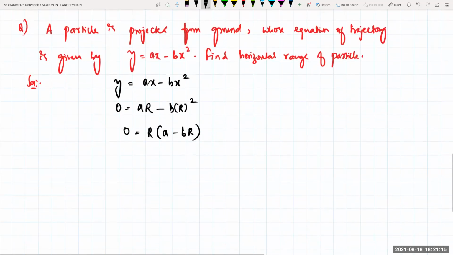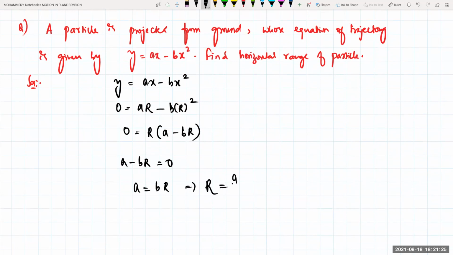So as r cannot be equal to 0, I can say that a minus b into r must be equal to 0. So a will be equal to b into r. So the range will be equal to how much? a by b. Clear? Whenever you get such an equation, this is the basic thing you need to do in such questions. Any doubt in this one?